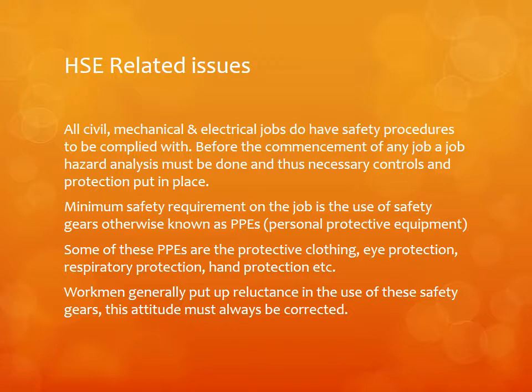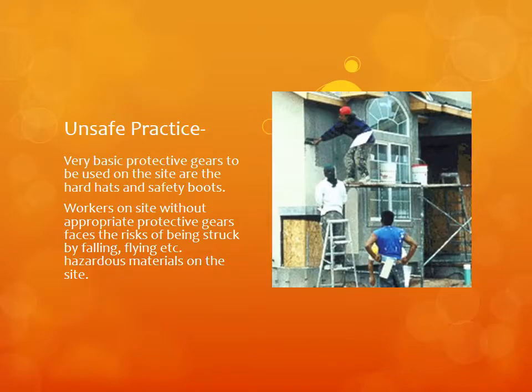Now, all civil, mechanical, and electrical jobs do have safety procedures to be complied with. Before the commencement of any job, a job hazard analysis must be done, and thus necessary controls and protection must be put in place. The minimum safety requirement on the job is the use of safety gear, also known as PPEs. These PPEs are protective clothing, etc. Workmen generally put up reluctance in the use of these safety gears. This attitude must always be corrected and not tolerated.